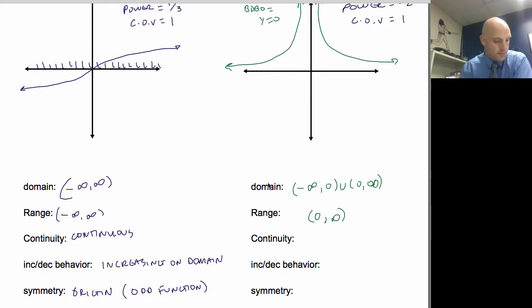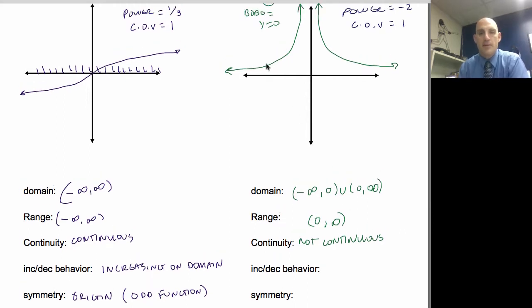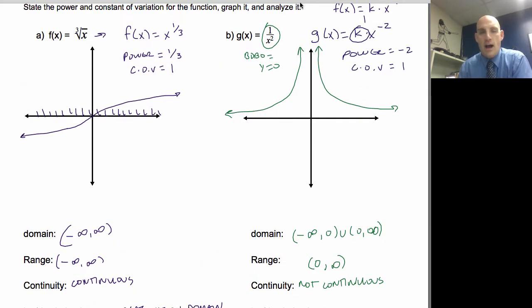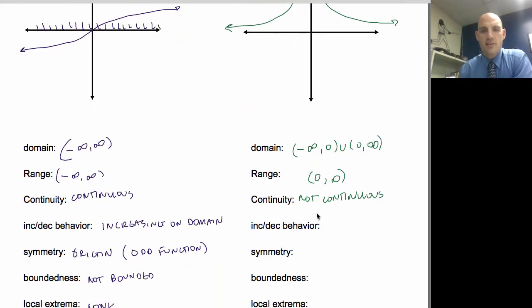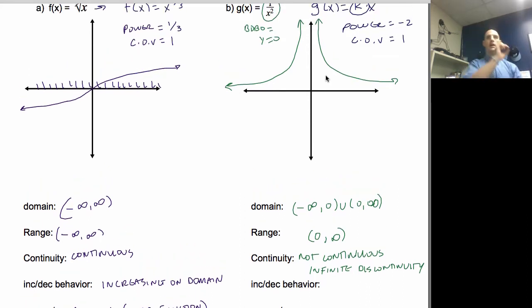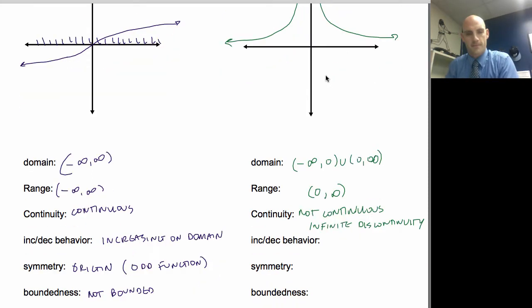Continuity? No. It's not continuous. How do I know? Well, I had to pick up my pencil. So when I was drawing this, I had to draw it to go into infinity, pick up my pencil, hop over, and then draw my next part. And so what kind of discontinuity is it? It's an infinite discontinuity. How do I know that? Well, the point where I had to pick up my pencil was headed to infinity and beyond. And then I had to draw the other side, which came from infinity and beyond.